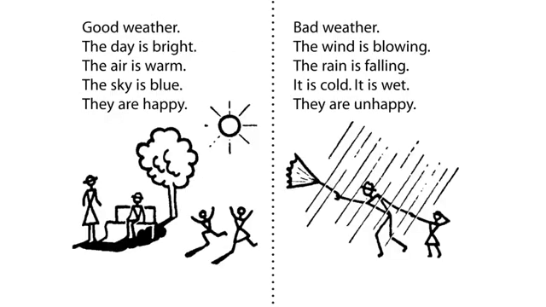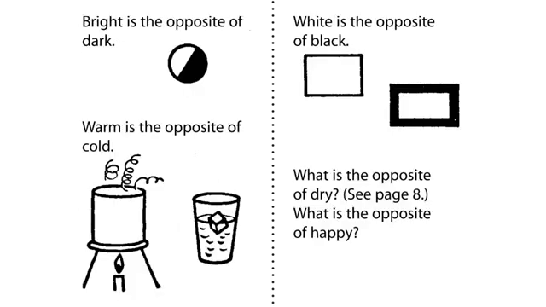Good weather. The day is bright, the air is warm, the sky is blue, they are happy. Bad weather. The wind is blowing, the rain is falling, it is cold, it is wet, they are unhappy. Bright is the opposite of dark. Warm is the opposite of cold. White is the opposite of black.